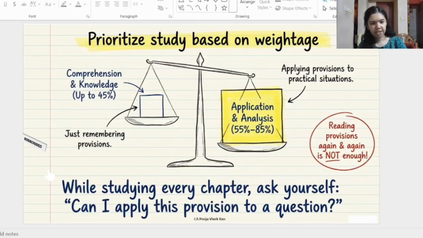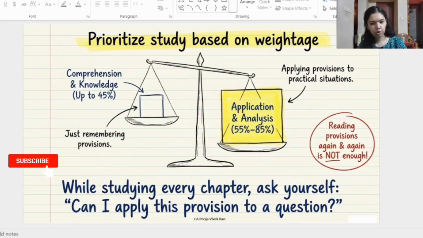So the session indicates that approximately 55% to 85% of questions in the exam can test application and analytical skills, while 45% can test comprehension and knowledge. So what does this mean? It means that simply reading the provisions again and again is not enough. You have to practice applying the provisions to practical situations. Analytical skill means you must understand how to apply the provisions as well.